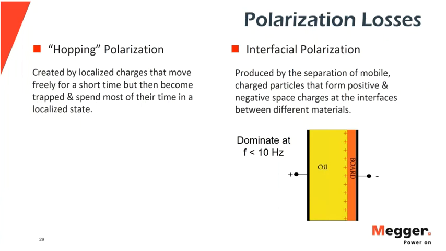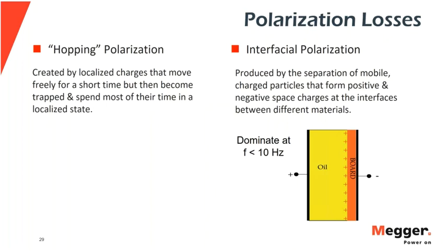This next category of 2 polarization processes are due to moving or trapped charge within the insulating material. It includes hopping polarization, which is created by localized charges that may be able to move freely for a short amount of time, but then they would get trapped somewhere, and they spend most of their time in a localized state. Maybe, depending on the application of the field, it develops the ability to hop and move to another state, but yeah, that's highly dependent.